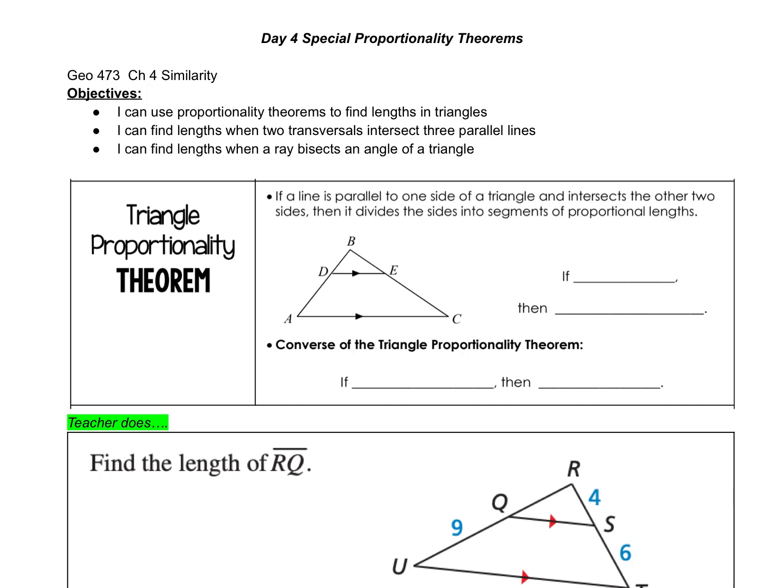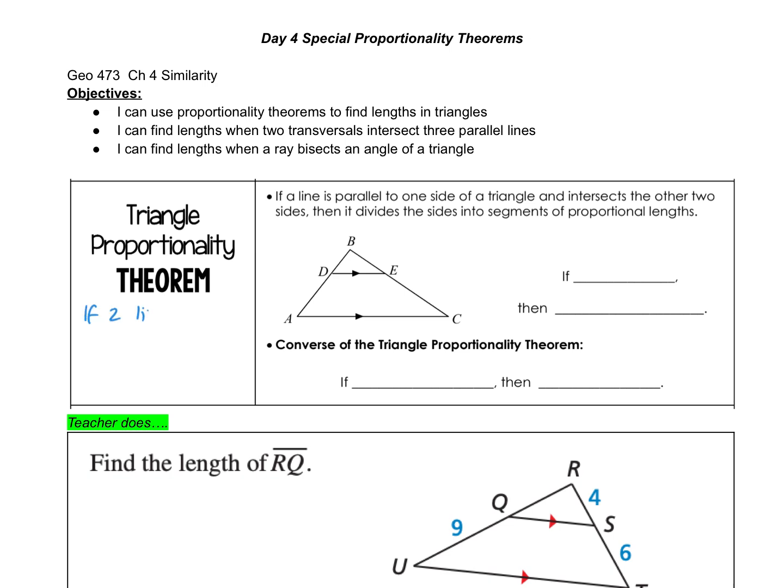This is the last set of notes for this unit. We are still dealing with similar triangles and proportions. It's just two special theorems. The first one is called the triangle proportionality theorem. I don't like the way that this is worded, so I'm going to have us write something else.